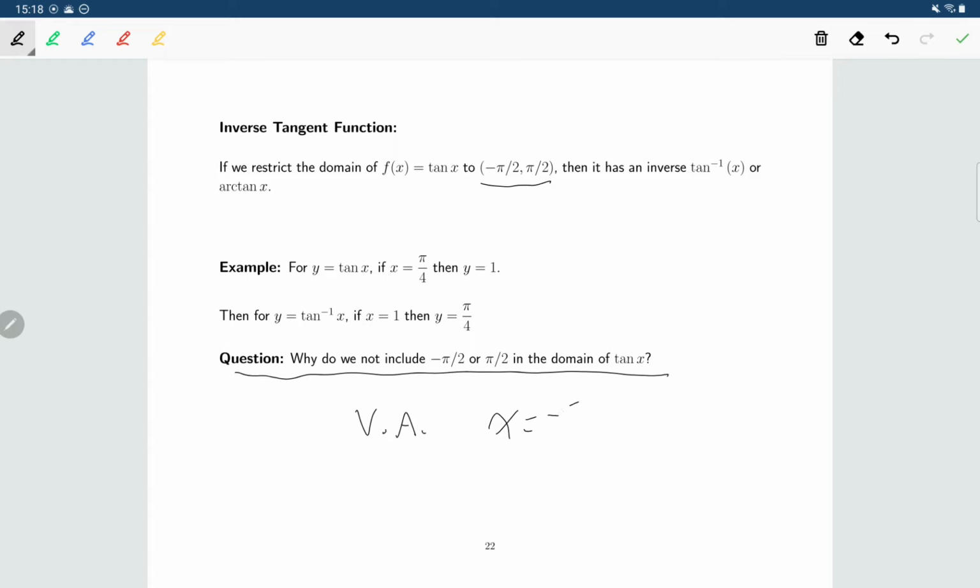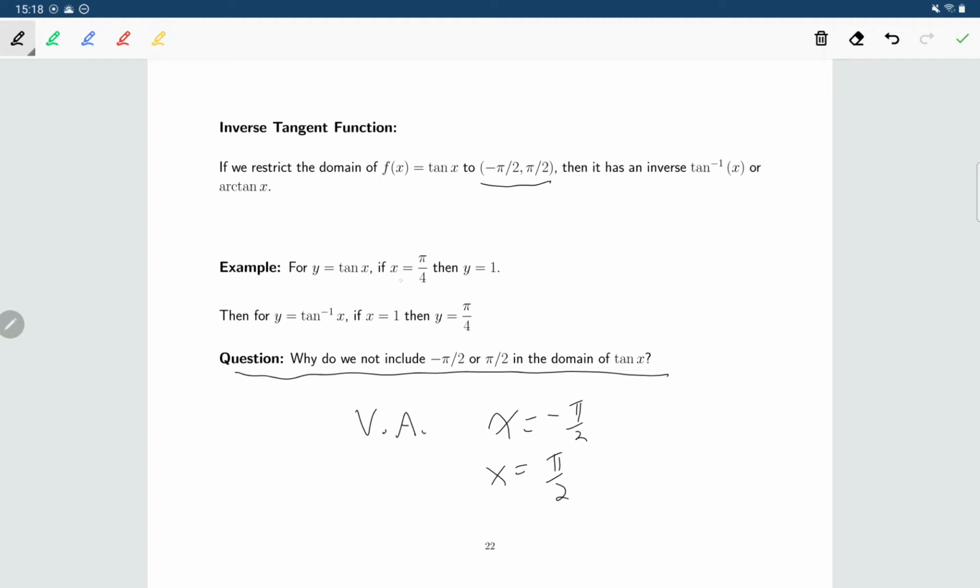We have vertical asymptotes at negative pi over 2 and also at pi over 2. So those are not points that are on our graph of tangent of x, which means that those can't be values that are included in our domain. Same sort of thing is true for all of our trig functions and their inverses. Again, they're switching inputs and outputs.